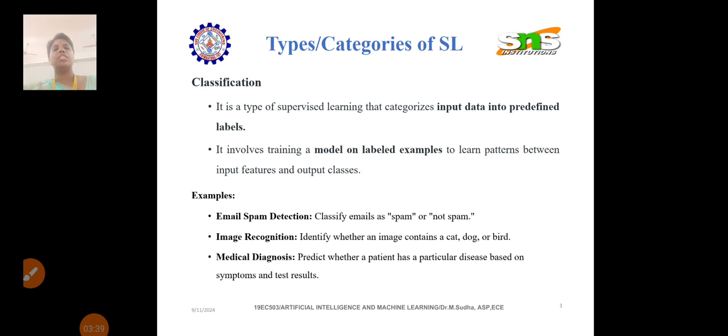Coming to the best example, that is medical diagnosis. In this era, ML plays a vital role in medical diagnosis. It predicts whether a patient has a particular disease based on the symptoms and test results. The symptoms and test results are the independent variables, and all these are fed into the machine. The machine will identify, based upon that, which disease it is, which patient has which type of disease, and how long it has been continuing with that patient. Likewise, all those details can easily be obtained from machine learning algorithms.